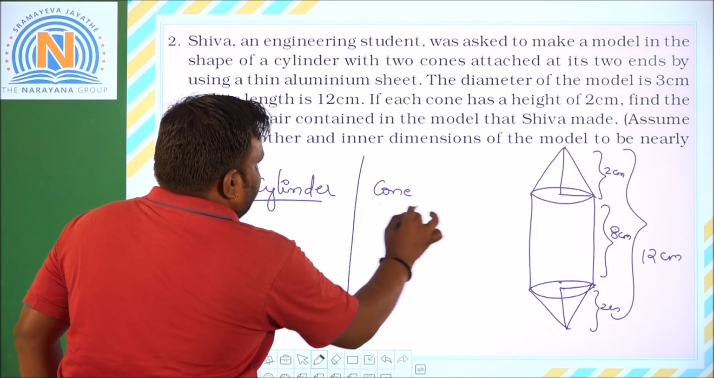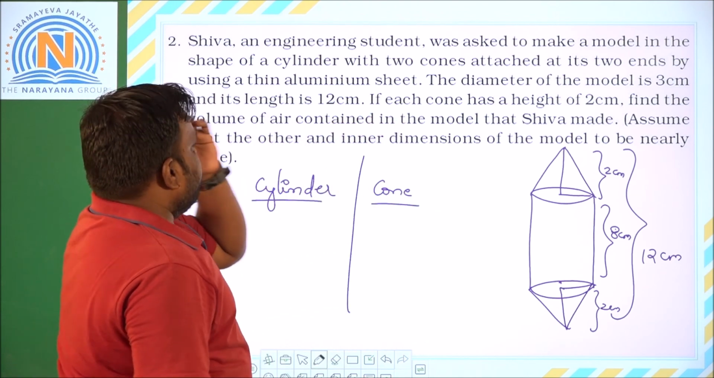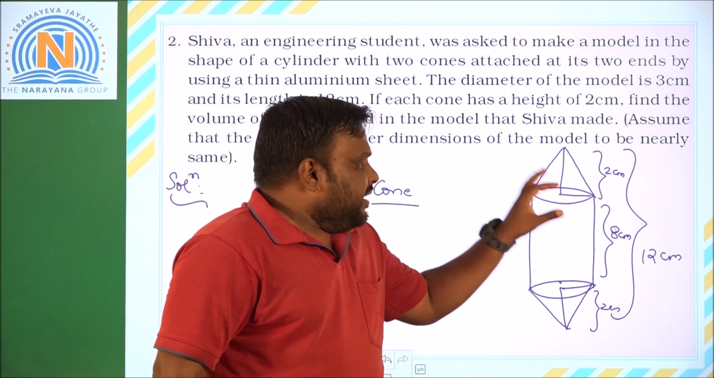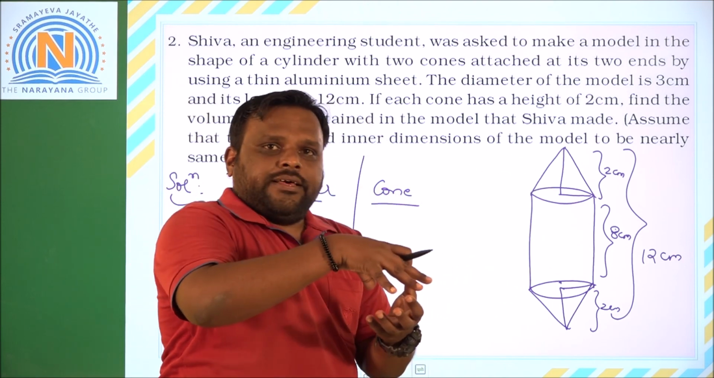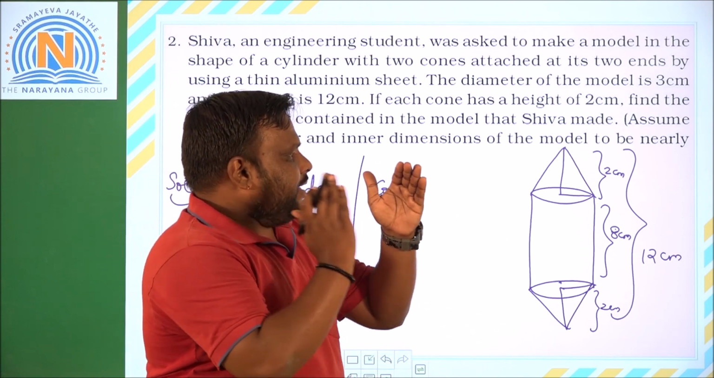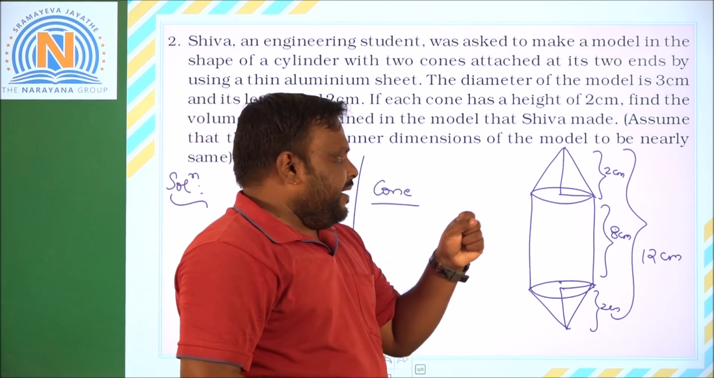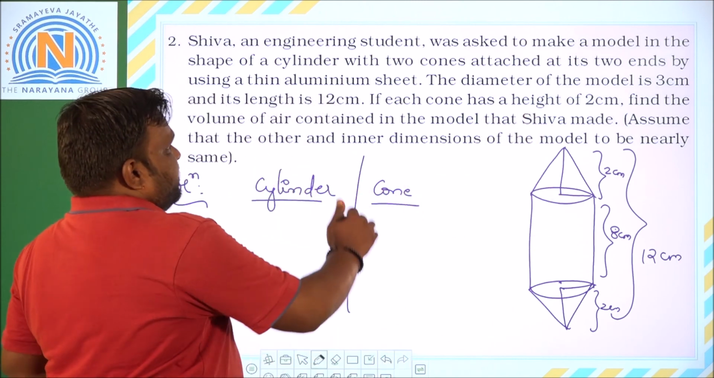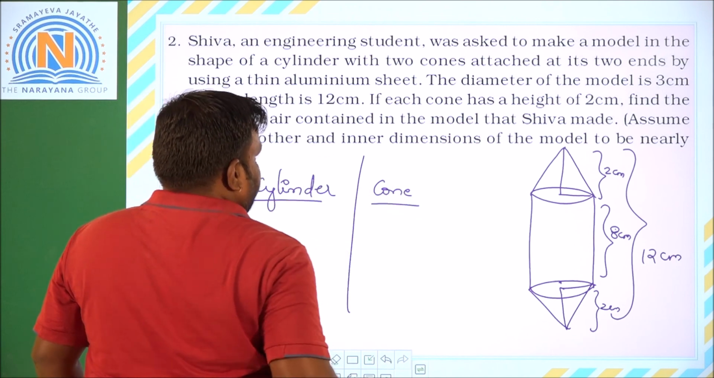So in this, if you observe clearly, the diameter of the model is 3 centimeters. Here you can see that cones are on the cylinder, right? That means their base radius and base diameter, or the radius and the area, will be the same. That means the radius of the cylinder will be equal to the radius of the cone. So here you can see the diameter of the model is 3 centimeters, right?